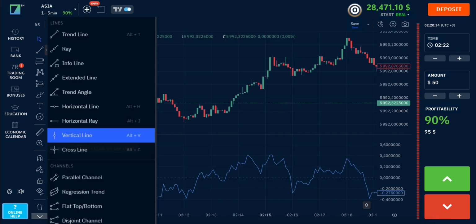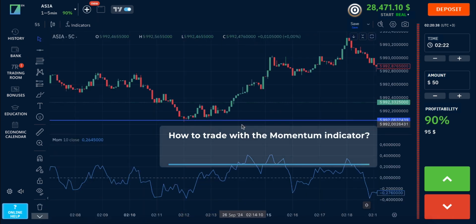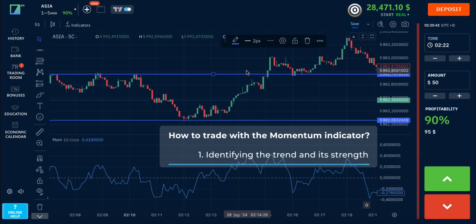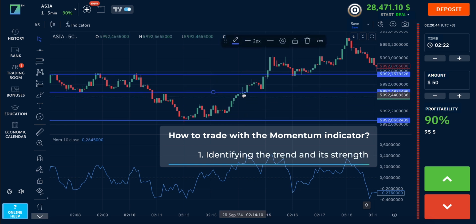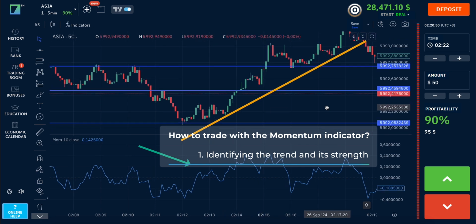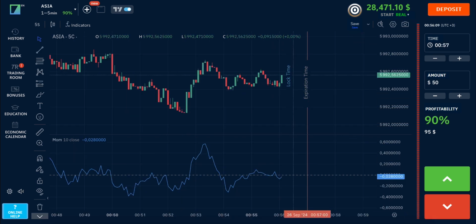Now let's go over how to use momentum in trading. First of all, as I mentioned earlier, momentum is used to identify the trend and its strength. For example, if the indicator is above zero and continues to rise, this may indicate a strong bullish trend. On the other hand, a drop below zero could signal a strong bearish trend. Let's take a look at an example.